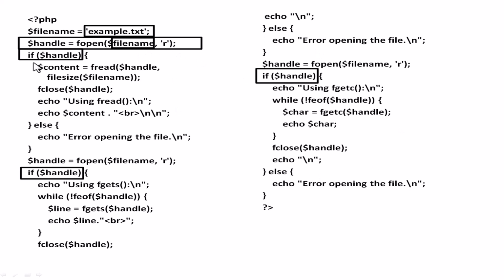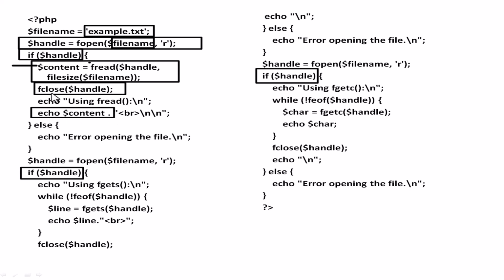Here we are using content equal to fread with the handle, the particular file size and the file name. Here we are going to read the file. Once the file is read, you need to close the file with fclose. Now you have the content of the particular file. What is the size of the file? Finally you display the content. Here it shows a message using the fread operation. If an error is encountered, it displays "error opening the file".